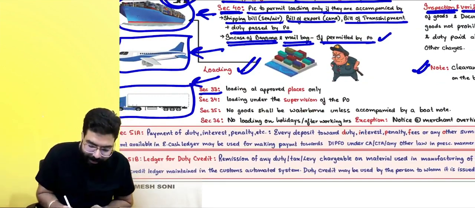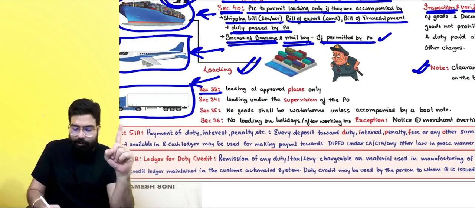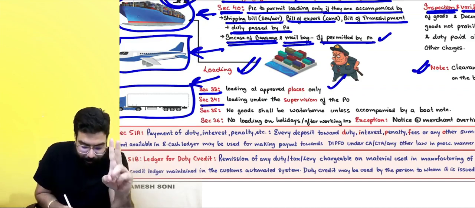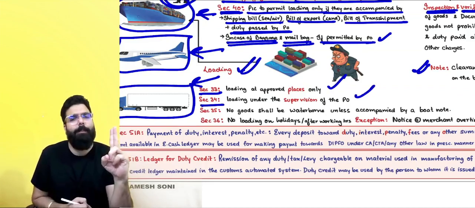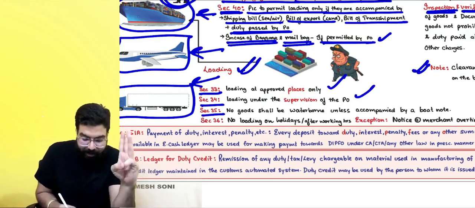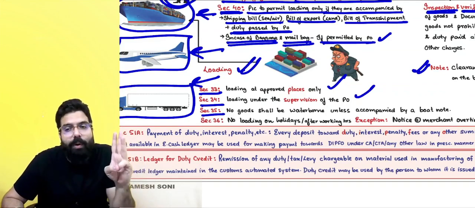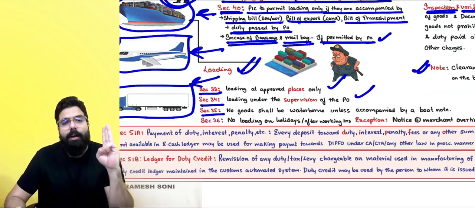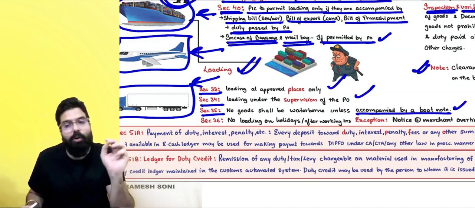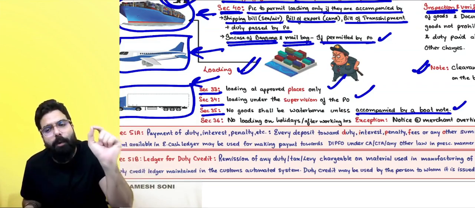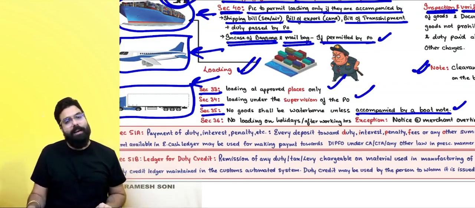What are the sections? Section number 33 says loading should happen at an approved place. Section number 34 says loading should happen only under the supervision of the proper officer. Section number 35 says, sir, whenever you are going ahead and loading, no goods shall be waterborne unless they are accompanied by a boat note. You can use small boats also, accompanied by a boat note.